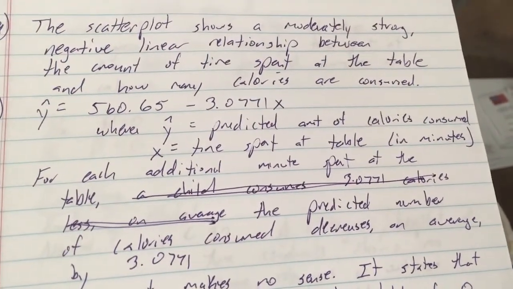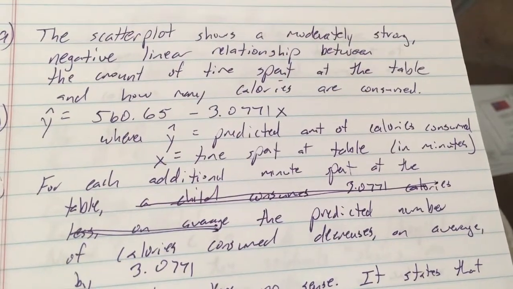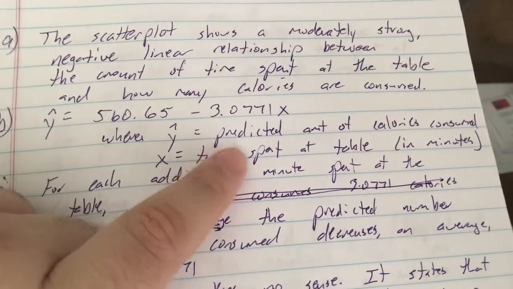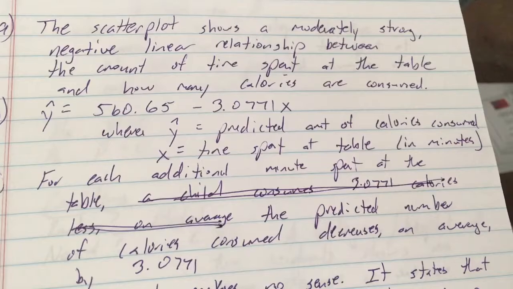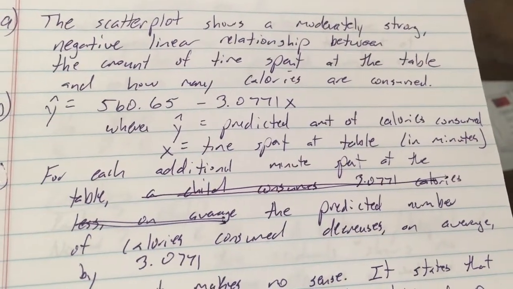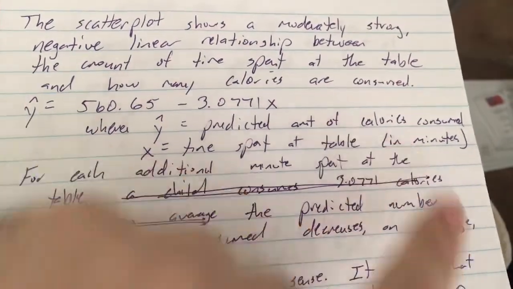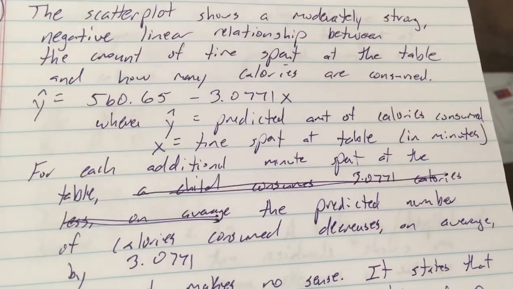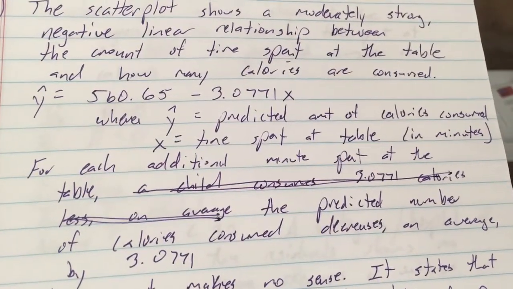So y hat is the predicted amount of calories consumed. Remember, you do have to use the word predicted. And x is the time spent at the table, in minutes. Do not forget to include your units.